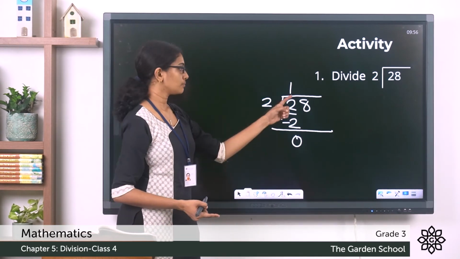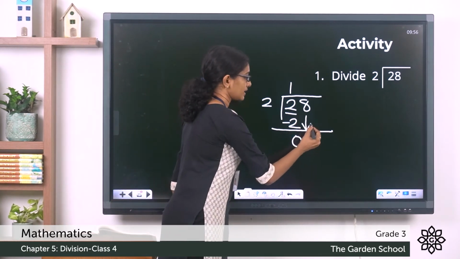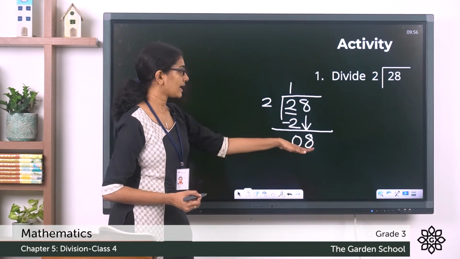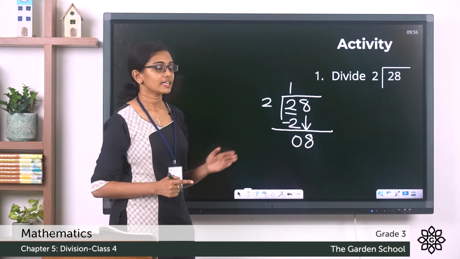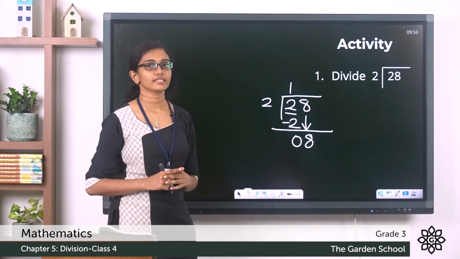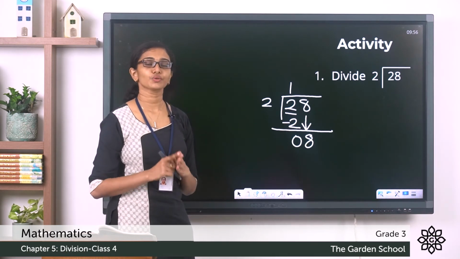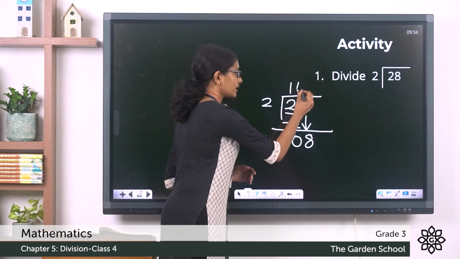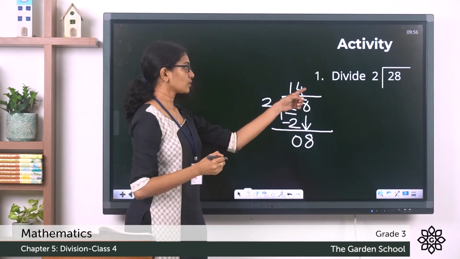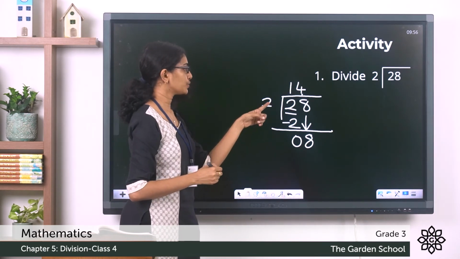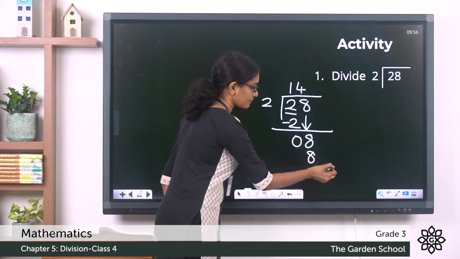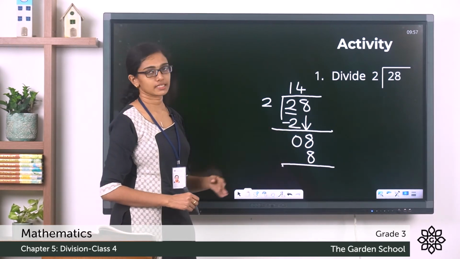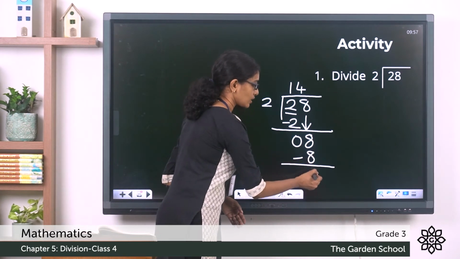What is the next step? Bring down the next digit, which is 8 here. So bringing this 8 down. Now we have to divide this 8 by this 2. For that, let's recite the table of 2. 2 ones are 2, 2 twos are 4, 2 threes are 6, 2 fours are 8. So let's write that 4 here and multiply the quotient and the divisor. So 4 into 2. Let's write it just below the 8 that we had brought down. The next step is to subtract these two numbers. So it is 8 minus 8. What do we get? 0.